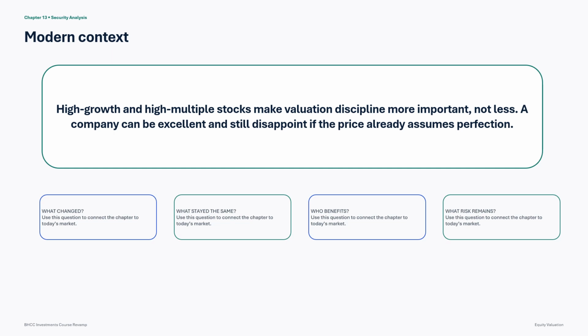A high multiple is not a crime, it is a demand for evidence. A low multiple is not automatically a gift. Sometimes it is the market leaving a note on the windshield. Modern valuation should be humble, scenario-based, and explicit about what the price already assumes. The story can be exciting. The arithmetic still gets a vote.